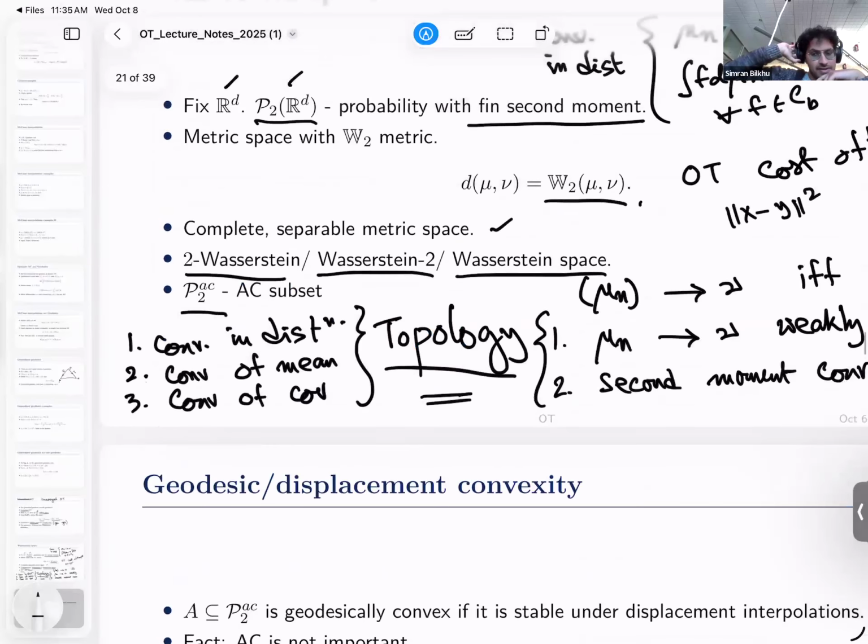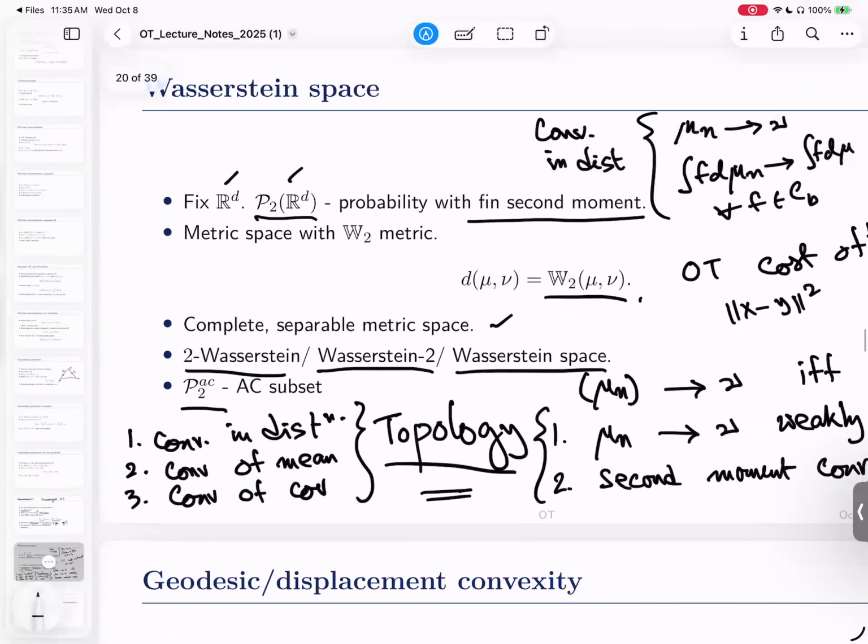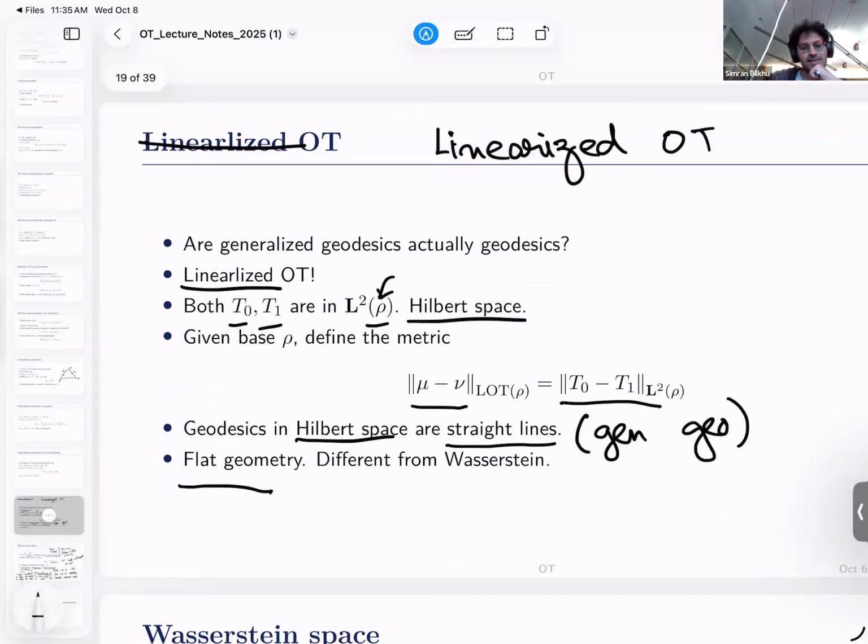I have a question. We were given a sequence implicitly by this rho, and you're saying that we can figure out if the push forward of rho converges. Sorry, there is no rho in this. Are you talking about the previous slides, from the linearized optimal transport? Yeah, and the discussion before, I was wondering if there's a connection between the generalized geodesics and the convergence in the Wasserstein space.